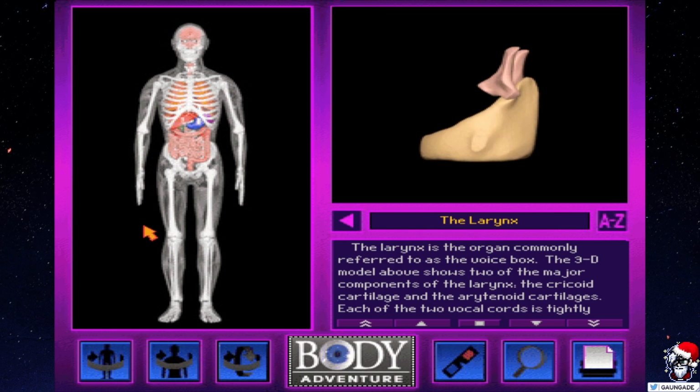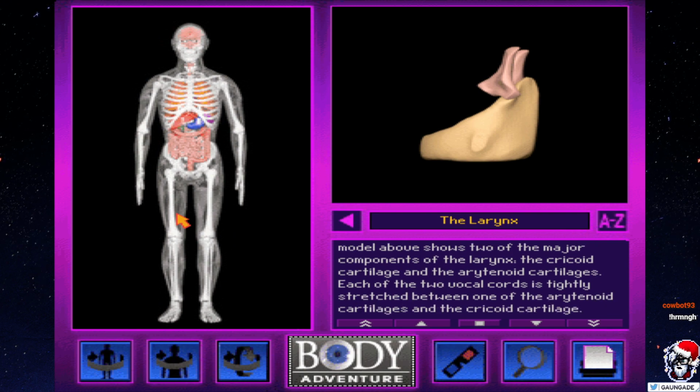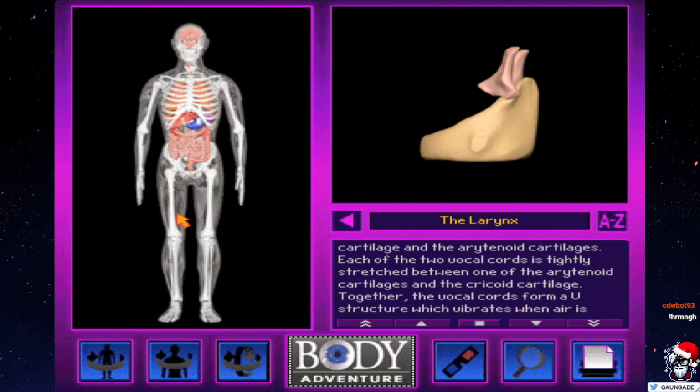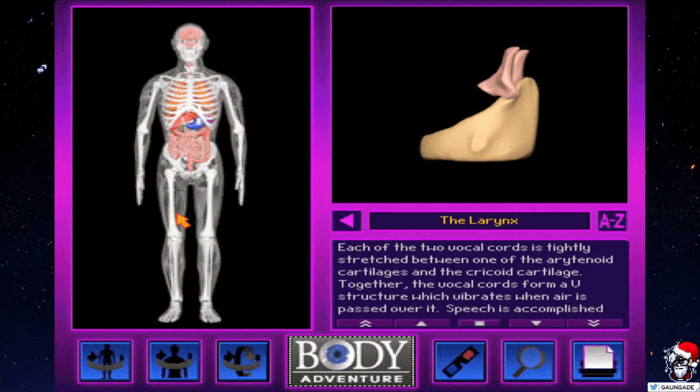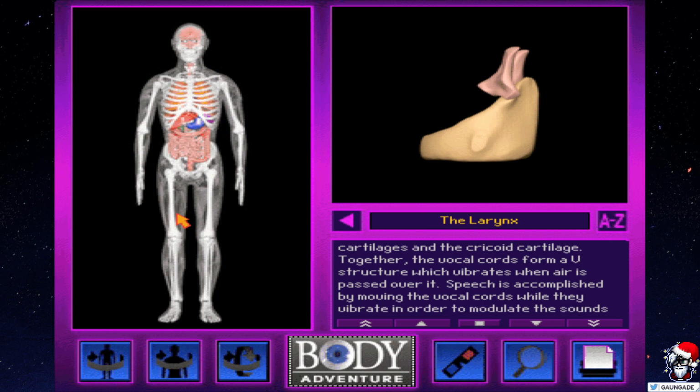The larynx is the organ commonly referred to as the voice box. The 3D model above shows two of the major components of the larynx, the cricoid cartilage and the arytenoid cartilages. Each of the two vocal cords is tightly stretched between one of the arytenoid cartilages and the cricoid cartilage. Together, the vocal cords form a V structure which vibrates when air is passed over it.